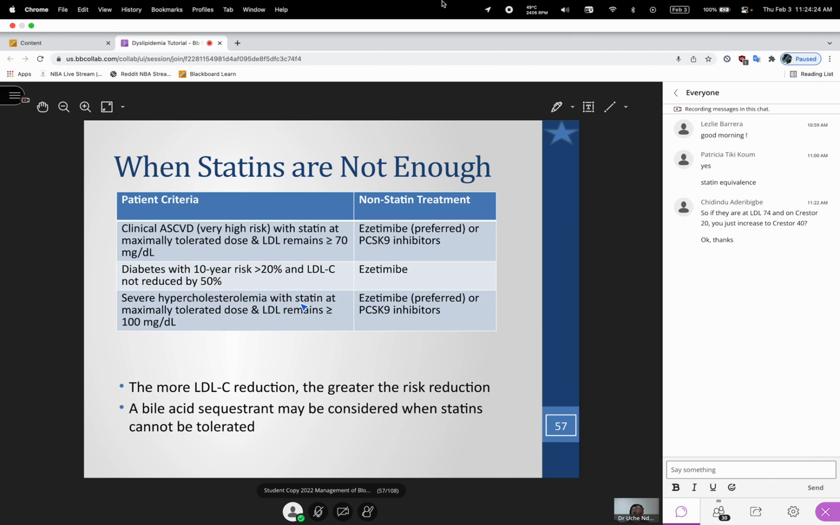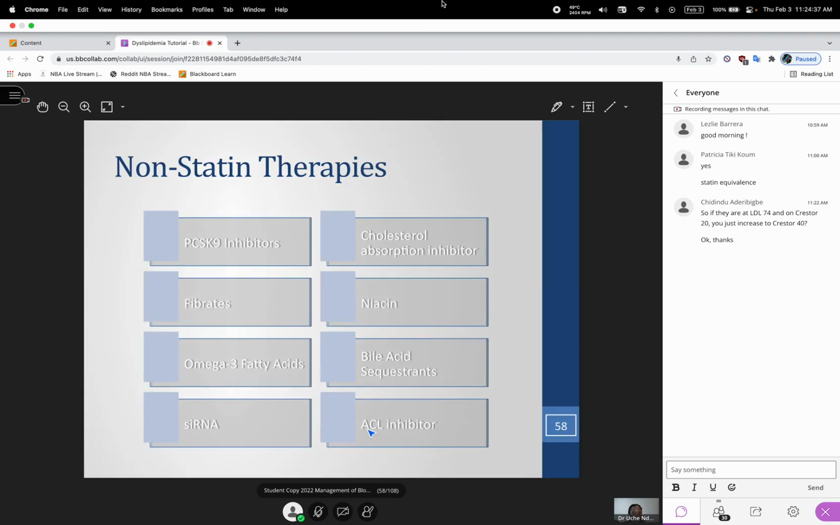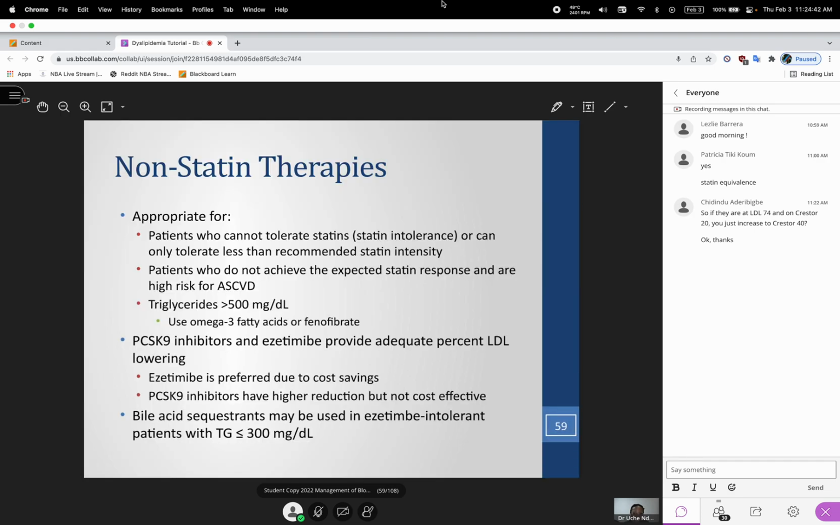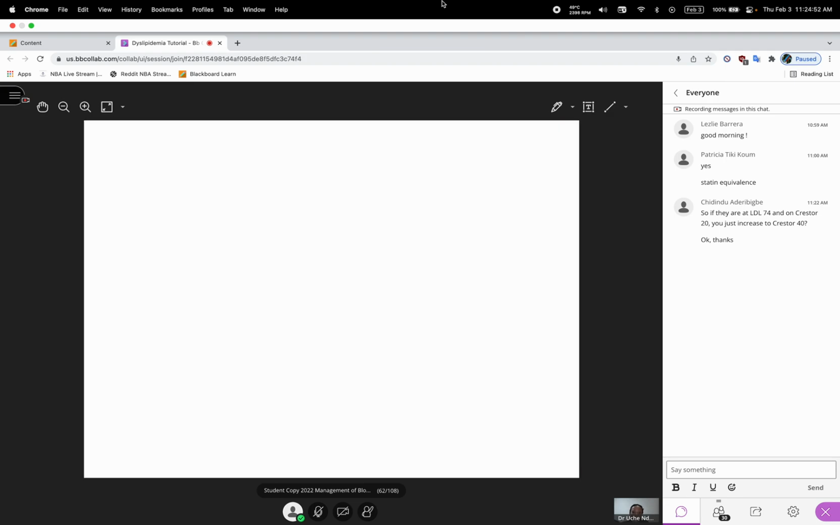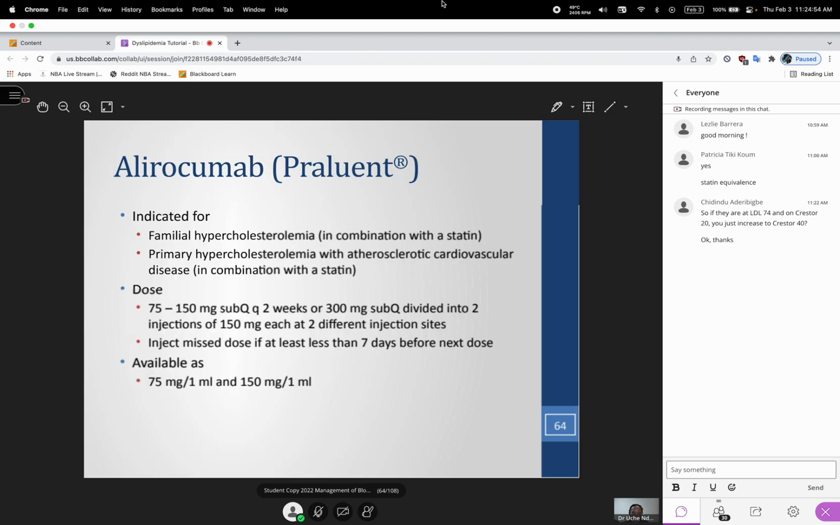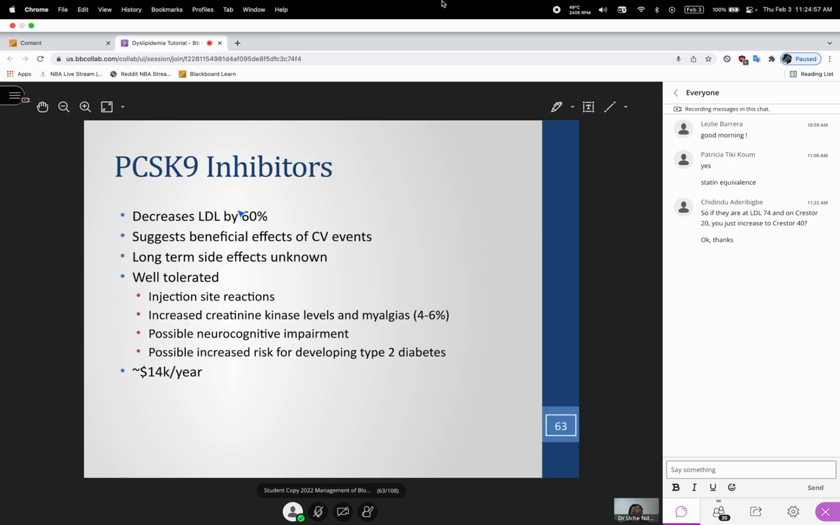If a patient has hypercholesterolemia, they're at the maximally tolerated dose of their statin, but their LDL is still greater than 100, we can add the ezetimibe or PCSK9 inhibitor. But we prefer ezetimibe before the PCSK9 inhibitor for cost reasons, okay? Ezetimibe works pretty well. It lowers LDL 15 to 20%, and we know that it can save lives. But the PCSK9s are more effective. They reduce LDL by about 60%, but they are more expensive.